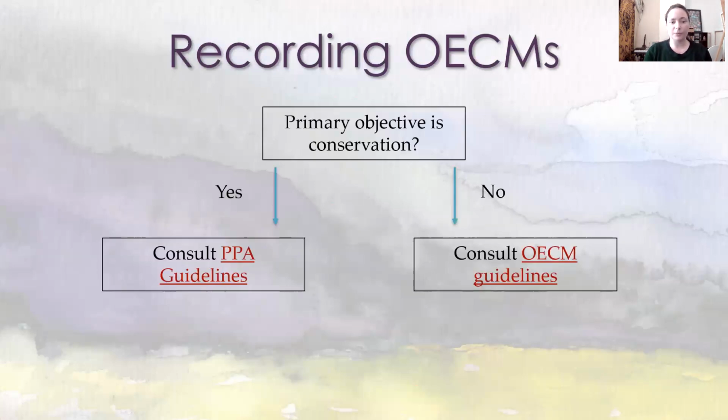If one of your primary management objectives is biodiversity conservation, there's a good chance that you have a privately protected area. If biodiversity conservation is not your primary objective, but the activities that you're carrying out are resulting in conservation, then there's a good chance that you have an OECM. There is obviously more to it than that. And you should consult the guidance on OECMs or the guidelines on privately protected areas before reaching a final conclusion. But I think making this distinction is a really helpful first step.